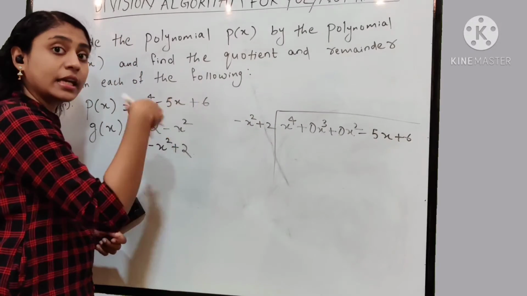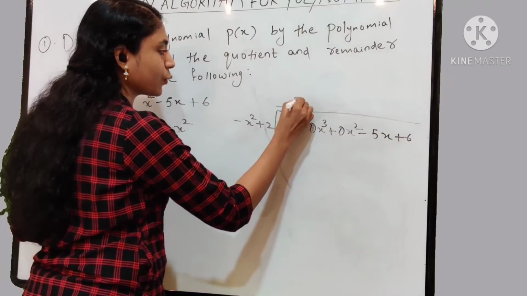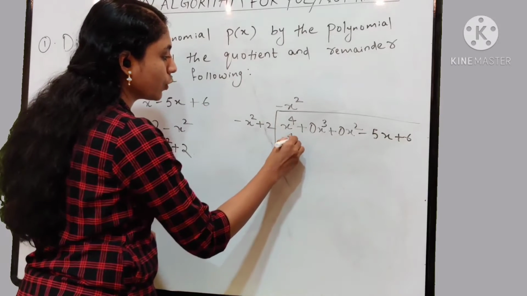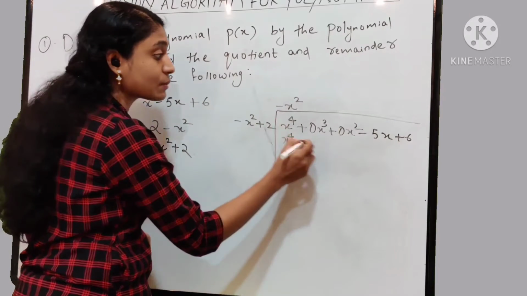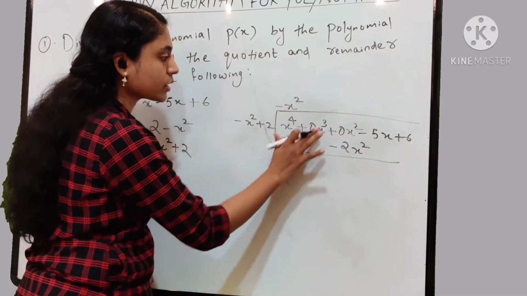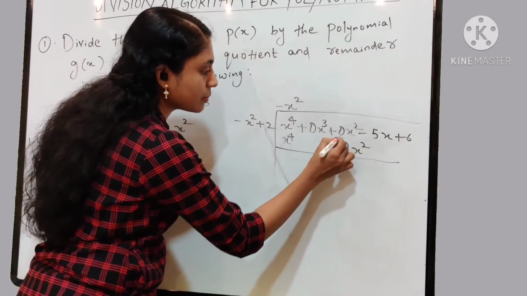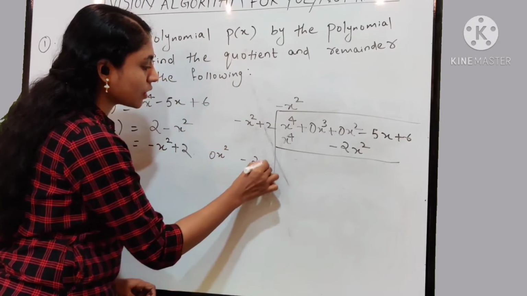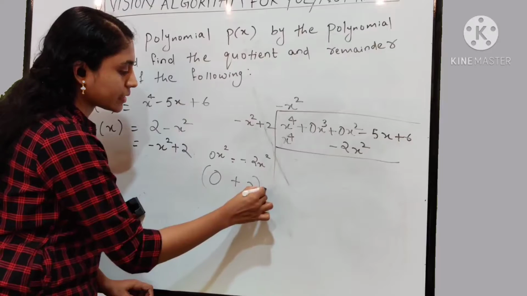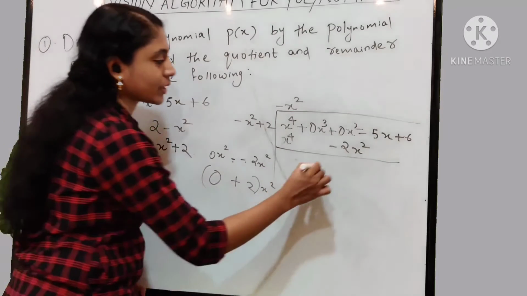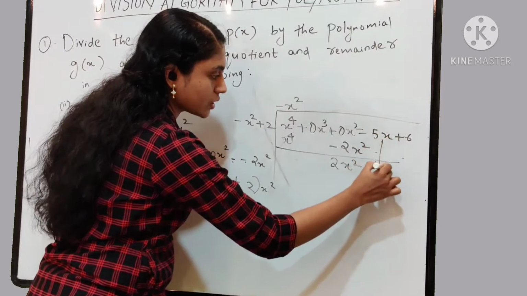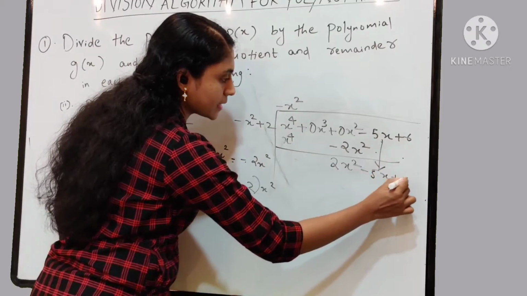So minus x square into minus x square, it is x raised to 4, right? Minus minus becomes plus and x square becomes x raised to 4. So x raised to 4, then plus 2 into minus x square, it is minus 2x square. Okay, now subtracting. Here no x raised to 4 term, no x cube term, and what about the x square term? 0x square and minus 2x square, we are subtracting. So minus minus becomes plus. So 0 plus 2x square, 0 plus 2 is 2. So 2x square. Then here it is 0x, right? Here also 0. So just write the remaining terms, minus 5x plus 6.